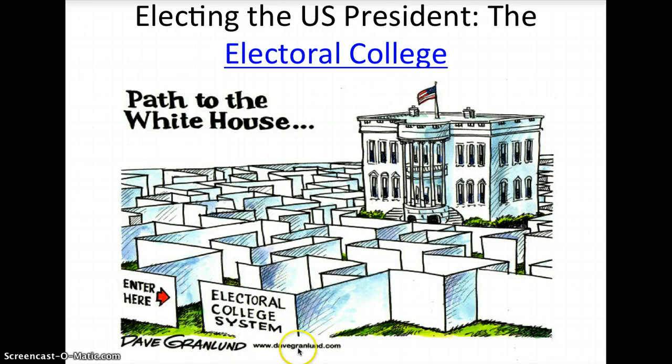He's using some really cool imagery to show how, as you can tell, it is very hard, very complicated, almost like a maze to become the president, because the Electoral College is very confusing. There's a lot of rules, and most Americans really have no idea how it works. So that's what we're going to look at today.